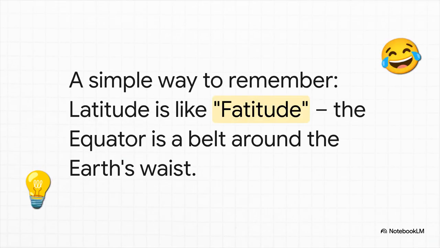Need a little trick to remember which lines are which? Here's a great one. I love this. Think of latitude as "fatitude." These are the flat horizontal lines that go around the Earth's waist, kind of like a belt. It's a little silly, I know, but trust me, it's a super effective way to keep it straight in your head.